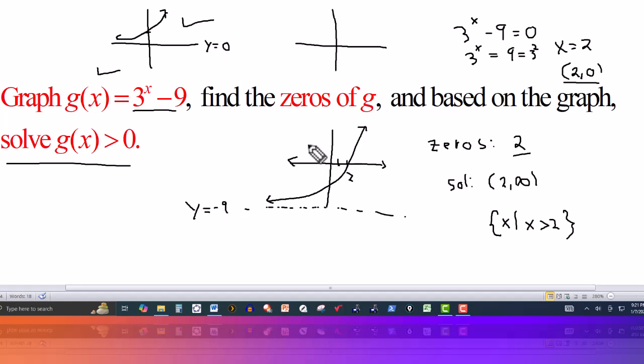So we have the graph here, and again the horizontal asymptote in this case would be y equals -9 instead of y equals 0. The zero of this is 2, and the solution to the inequality g(x) greater than 0 is the set of all x larger than 2. So we can give it in interval notation or set builder notation.